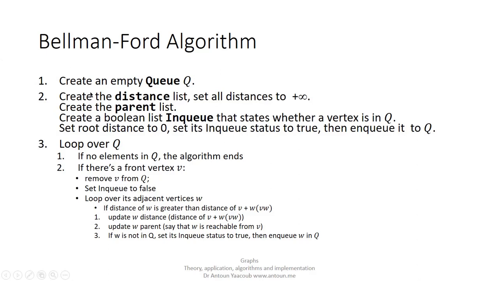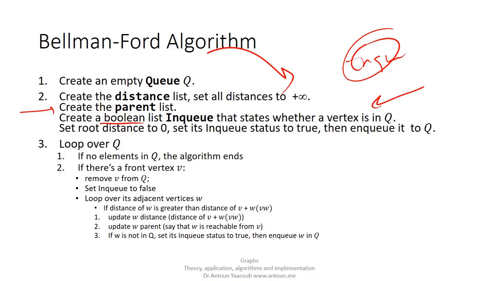In the Bellman-Ford algorithm, we'll be using just a normal queue. Obviously we'll have the distance list, however here it is initialized to plus infinity. We also have the parent list, if you want to find the path; if you don't want to find the path, we can omit the parent list. We have a Boolean list called inQueue, which states whether a vertex is in the queue: yes, it's in the queue, or no.